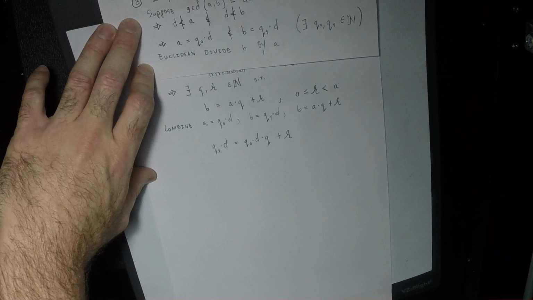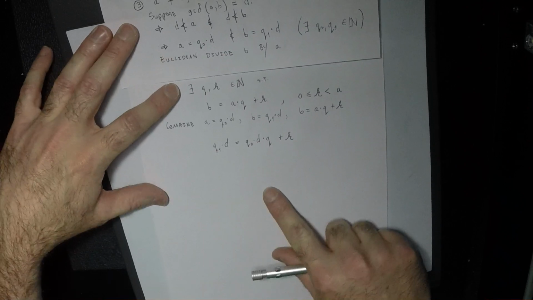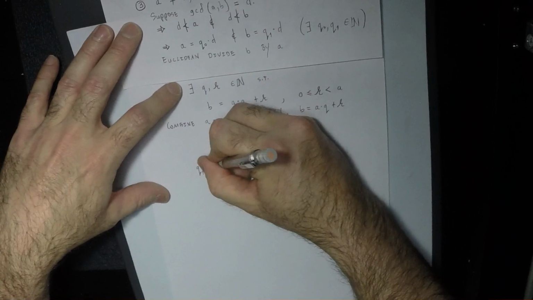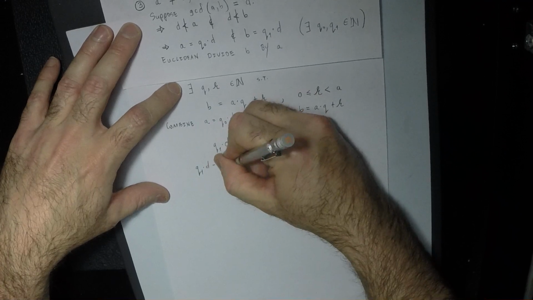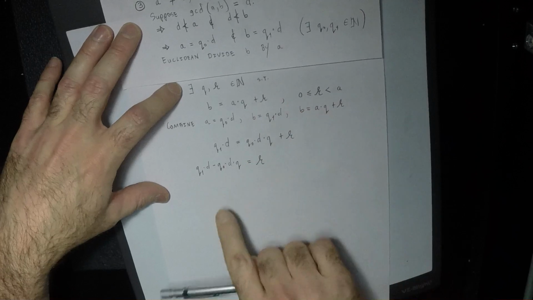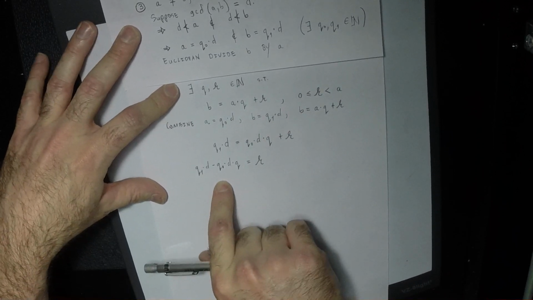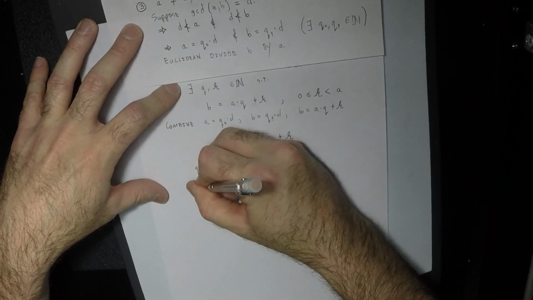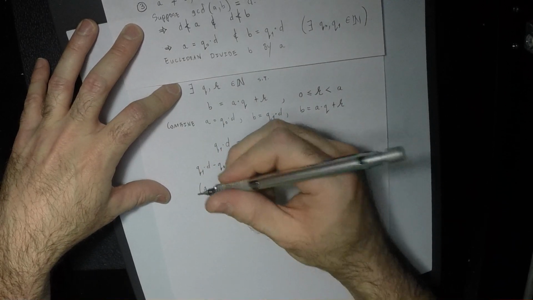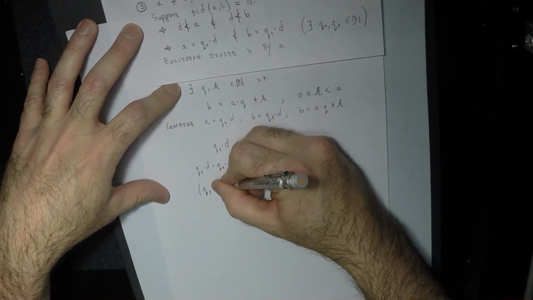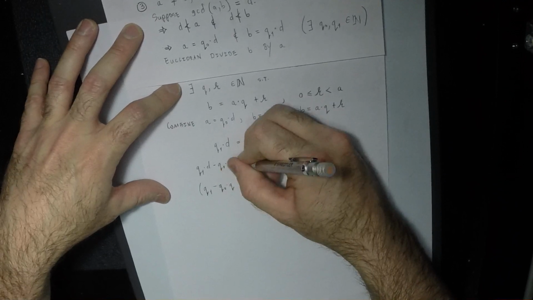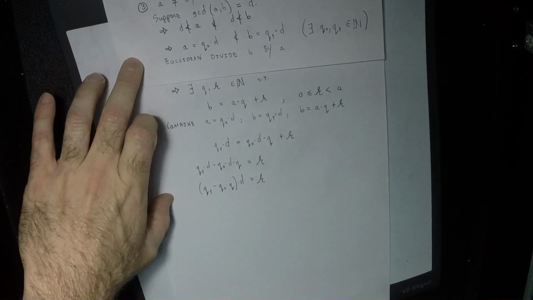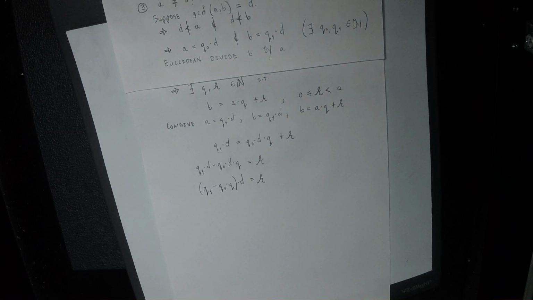So now I'm going to isolate R. I'm going to move this one to the other side and get Q1D minus Q0DQ is equal to R. And now what I'd like for you to observe is that the left-hand side has a common factor of D, doesn't it? So we could factor that out and obtain that Q1 minus Q0 times Q, and then times D is equal to R. But now that tells us something about the relationship between D and R. What does it tell us?